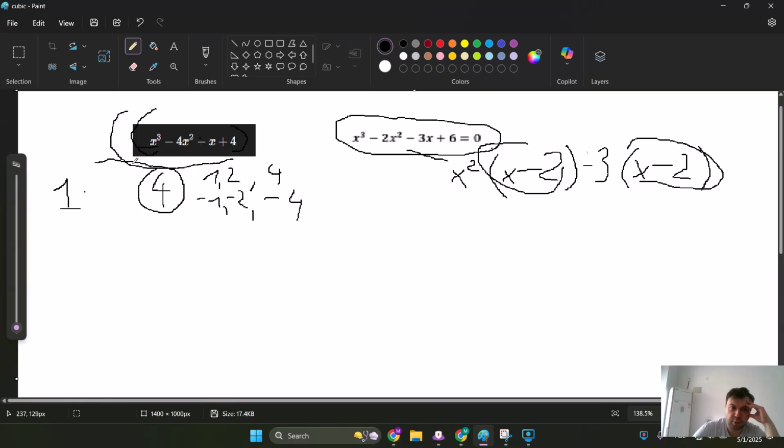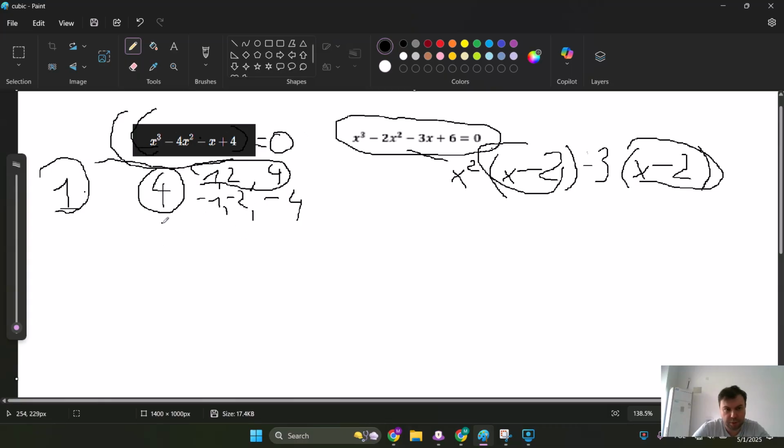We divide 4 by 1, 2 by 1. But as long as this is 1, then they remain unchanged, because a number divided by 1 gives the same number. And okay, so we can plug this into the equation and see if one of them makes sense. Right? We should also write here that it equals 0. So we need to apply these factors, plug them into x, and see if it equals 0.